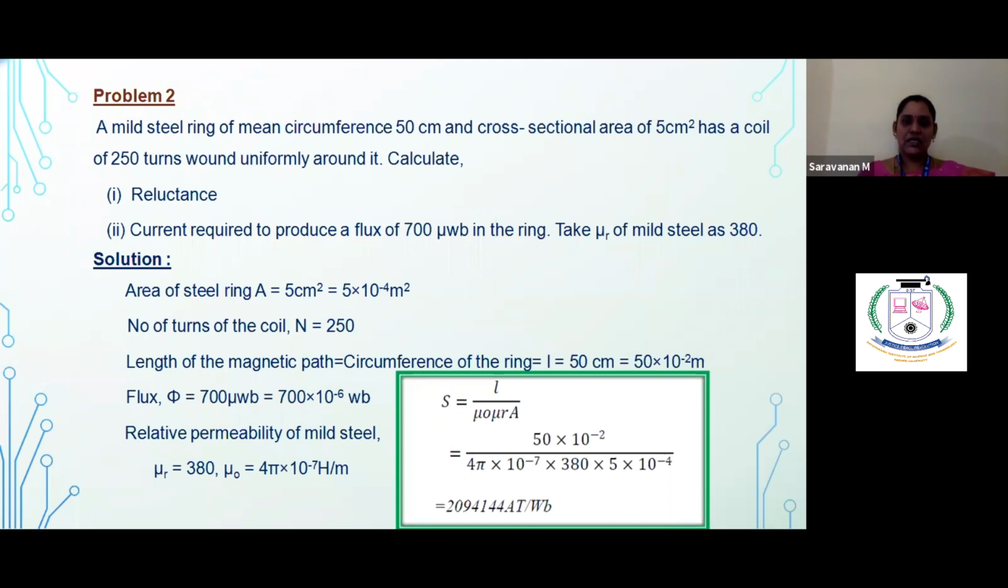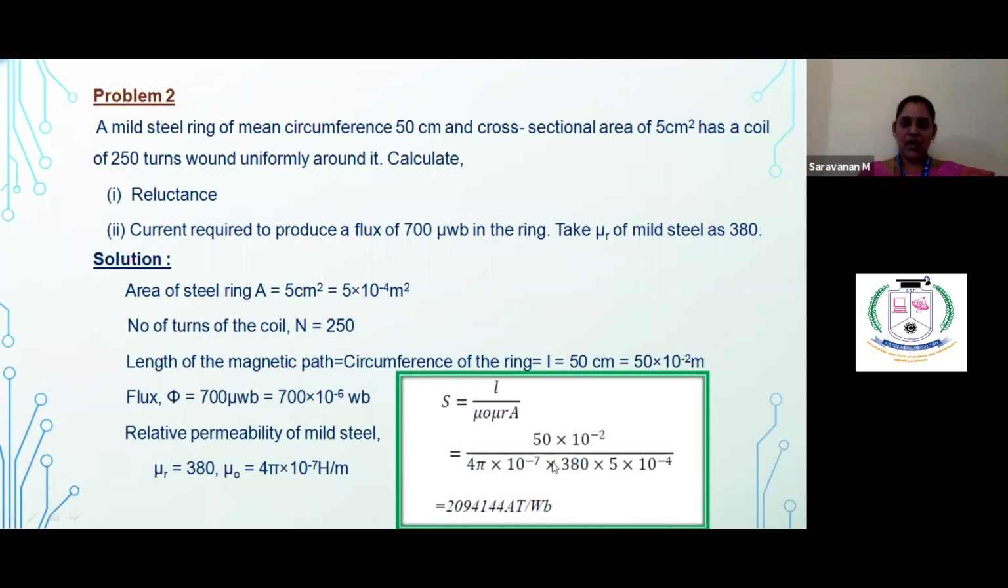But here you can see the values have been given in terms of the dimensions of the coil. Hence, in terms of the dimensions of the coil, the reluctance is defined as L divided by mu naught mu r into A. Mu naught is the absolute permeability, which is always fixed, 4 pi into 10 power minus 7, and mu r is the relative permeability of the mild steel, mentioned in the problem as 380, and the area of cross section of the iron ring is 5 centimeter square. Centimeter square you always need to convert to meter square, which is 5 into 10 to the power of minus 4 meter square.